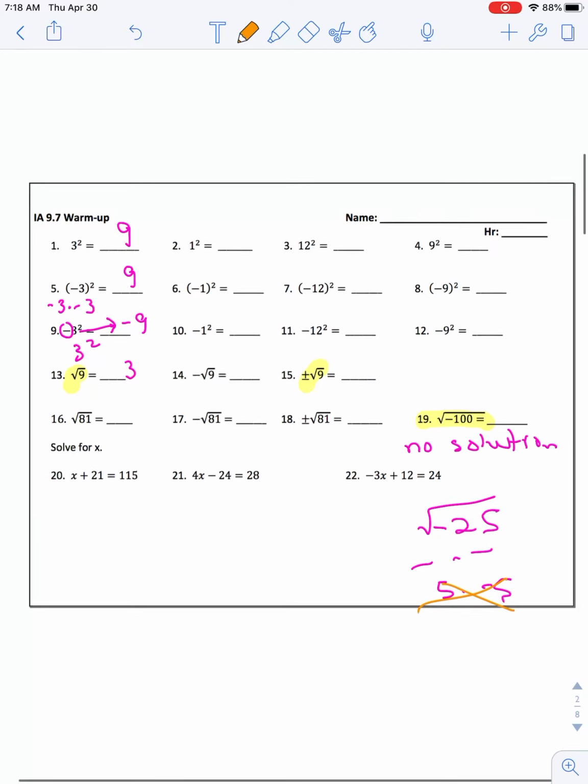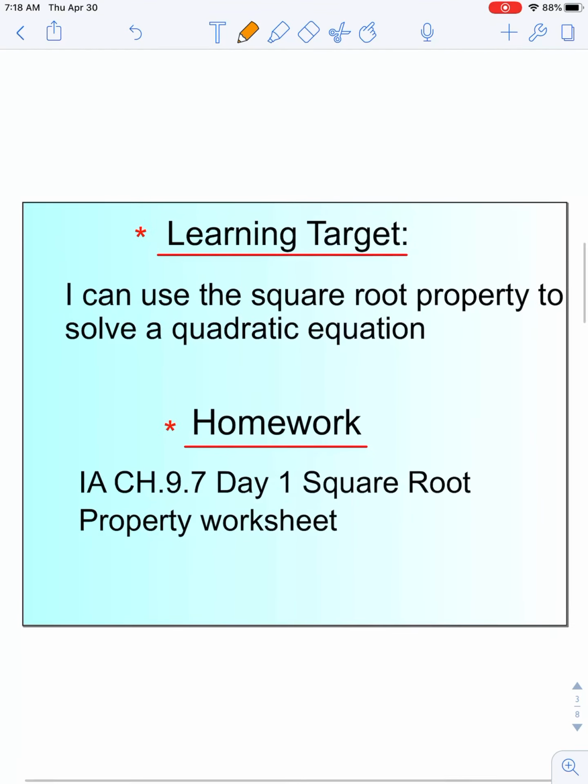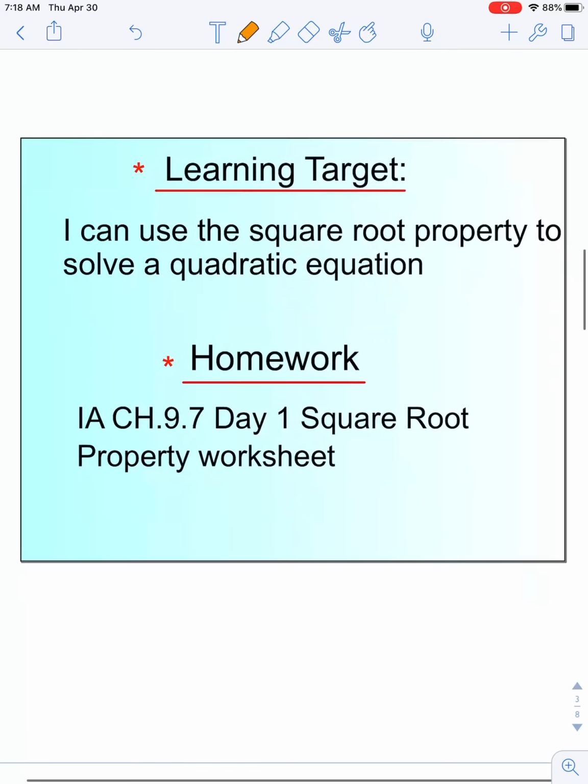So moving on, the learning target today is I can use the square root property to solve a quadratic equation. And we have a day 1 worksheet that you're going to work on. And this is our last method of solving. And so after we do this for a couple days, we're going to review and get ready to test on all the methods of solving a quadratic to find those x-intercepts or zeros.